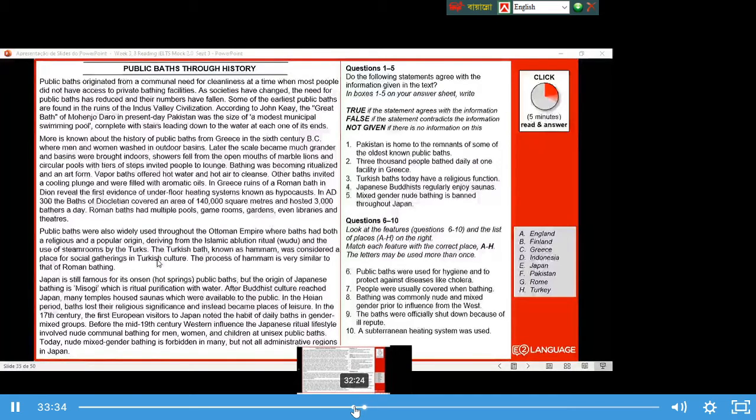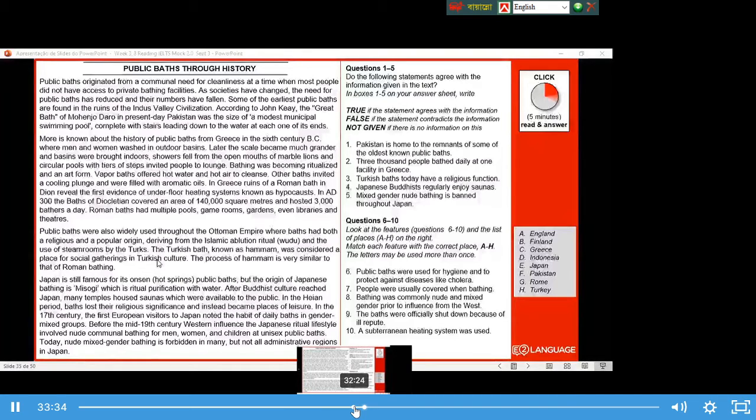The Great Bath of Mohenjo-daro, in present-day Pakistan, was the size of a modest municipal swimming pool. So the oldest swimming pool is still contained in Pakistan. So number 1 has to be true. Come to point number 2.